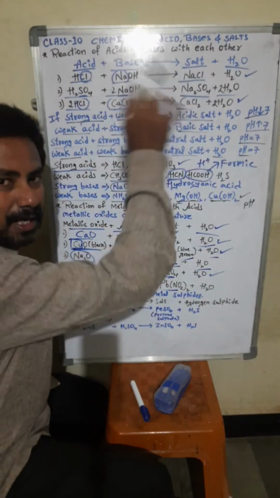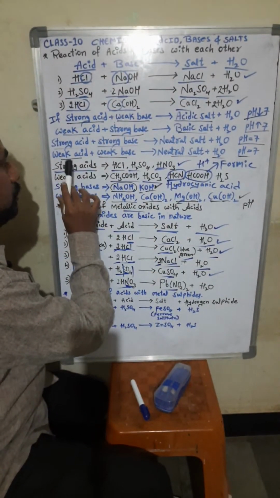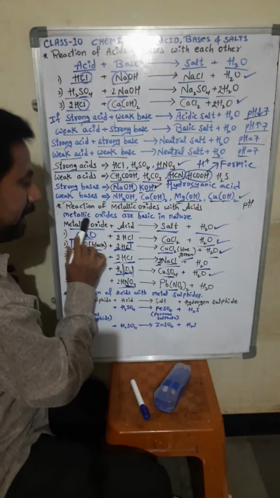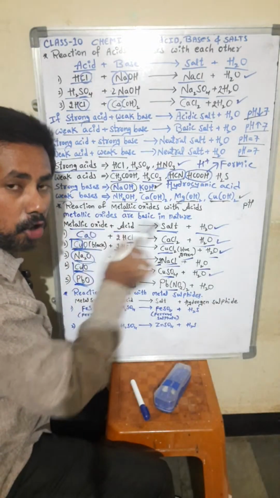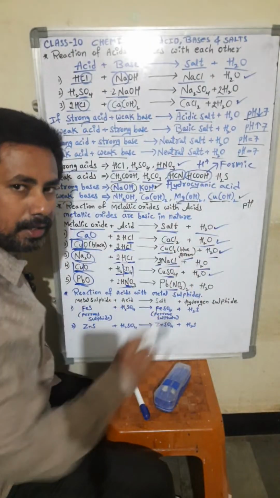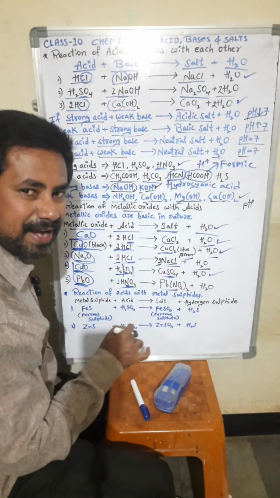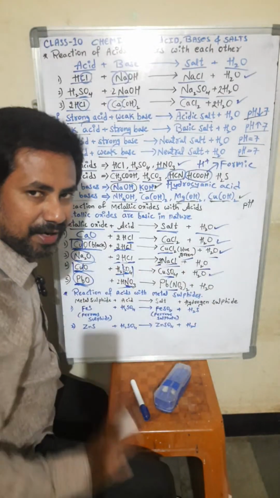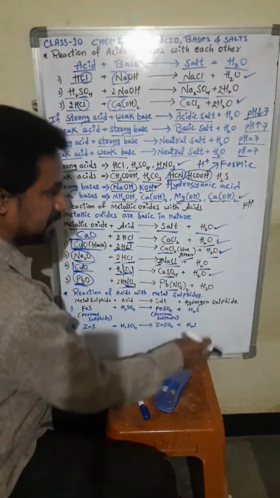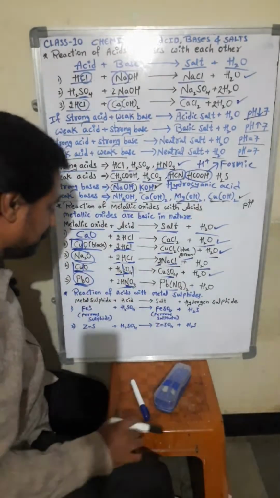Acid plus base, salt plus water. Next, acid plus metallic oxide, salt plus water. Acid plus metallic sulfide, salt plus hydrogen sulfide. Only here it is changing. Remaining all are the same. Fine.